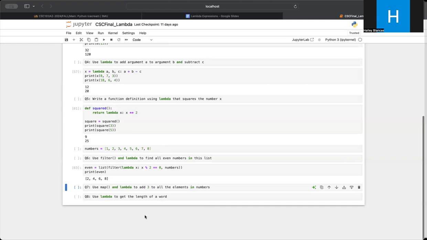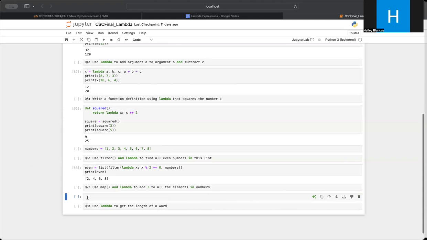Question 7 says, use map and Lambda to add 3 to all the elements in numbers. We're going to call this list add 3, because that's what we're doing, which is going to be equal to our new list map. Then we're going to do the same thing, Lambda x, where you're adding 3 to x. And this is coming from the list numbers as well.